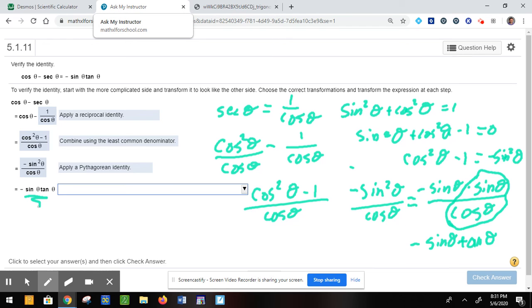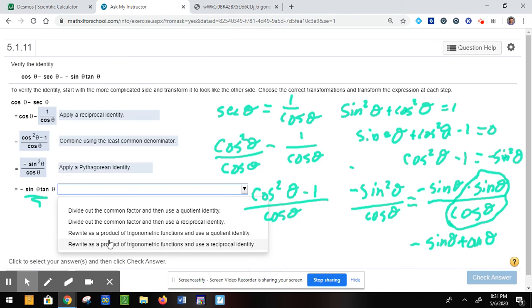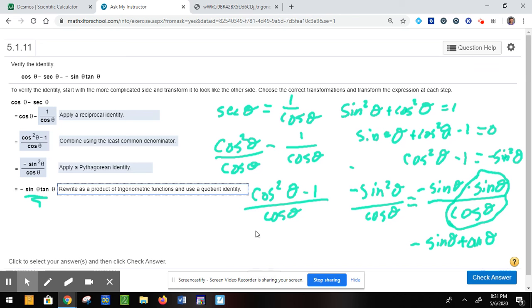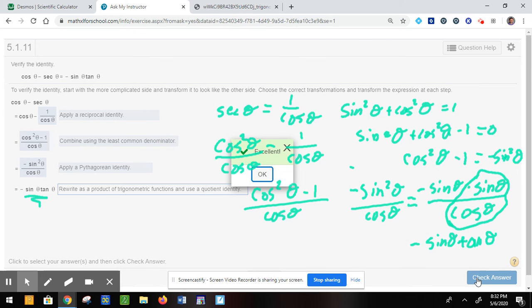So what was the thing that allowed us to do that? We rewrote as a product. So we rewrote the sine squared theta as a product of sine theta times sine theta. And then we used a quotient identity, right? The quotient identity was the sine theta over cosine theta. We split it apart so we could use the quotient identity to get it down to tangent. The negative sine theta was still left over. And there you go.